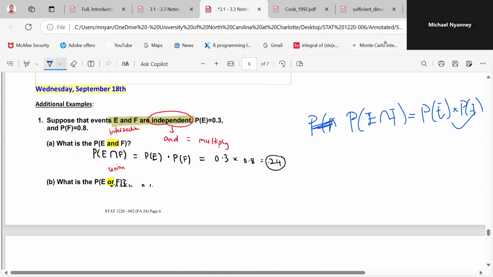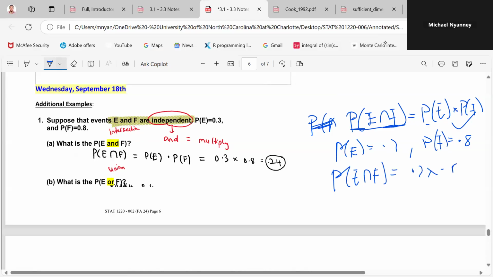Then we've been given the probability of E to be 0.3 and the probability of F to be 0.8. Now, what is the probability of the intersection? Since this is true, it is equal to their product. So the probability of E intersection F should be equal to 0.3 times 0.8. So that is the idea behind it.